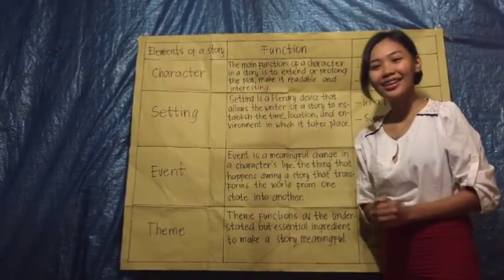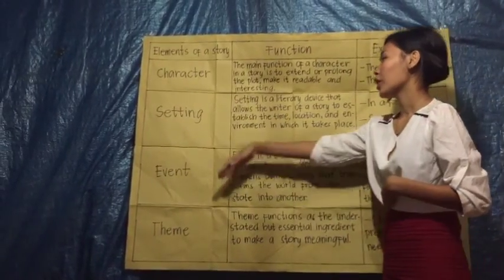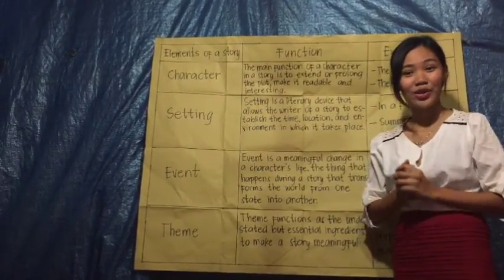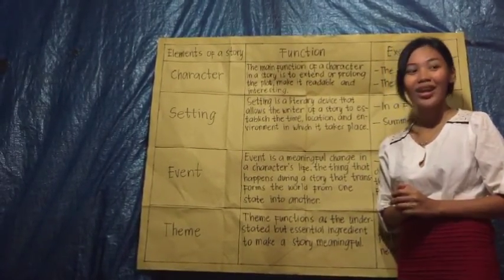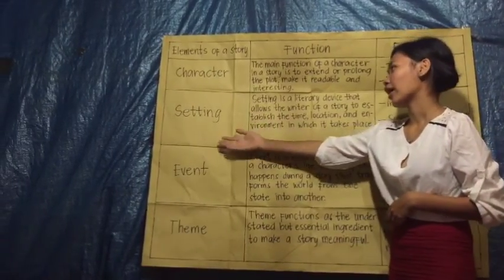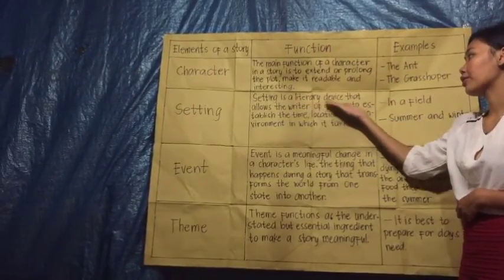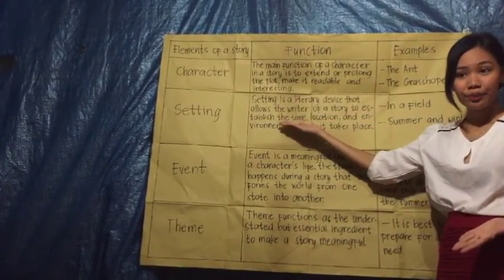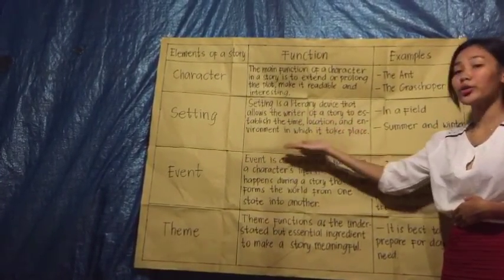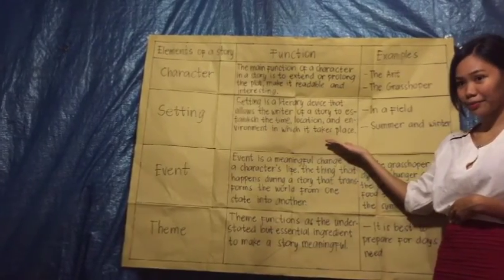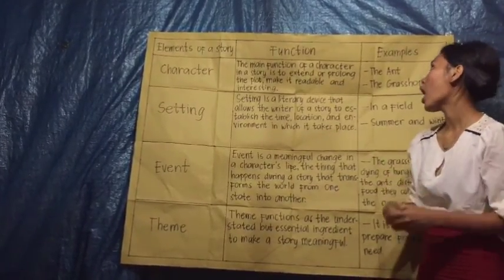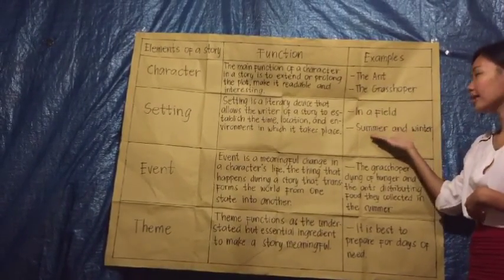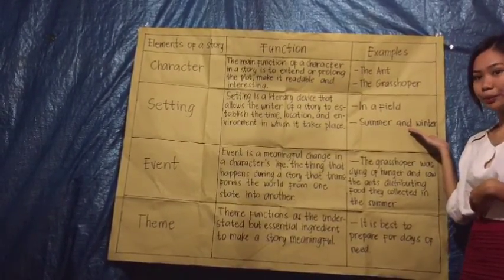For the second element of the story, we have here the setting. What is the second element of the story? Right, setting. Setting is a literary device that allows the writer of a story to establish the time, location, and environment in which it takes place. The example is a field, and summer and winter.